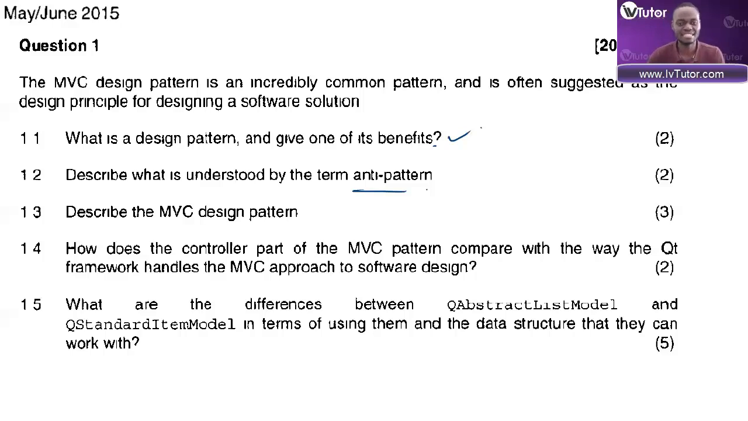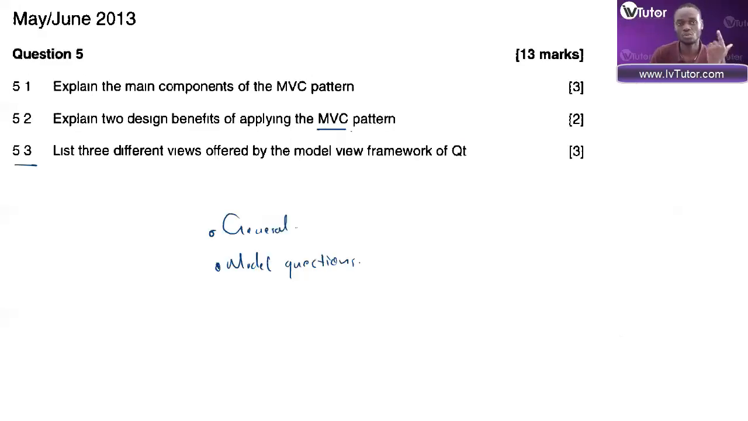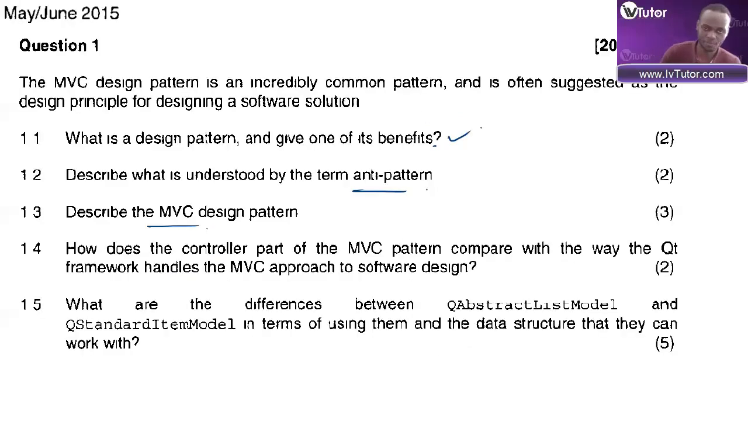Describe the MVC design pattern. So when you see a question that says describe the MVC design pattern, you're not doing much. What is M? What is V? What is C? It's exactly the same question as the one that we saw before, which wants you to explain the main components of the MVC design pattern. So just list the components and give a brief description of what each component is. These questions, you don't have to go miles trying to explain the MVC pattern. It's what is M, what is V, what is C, and we're done, right?